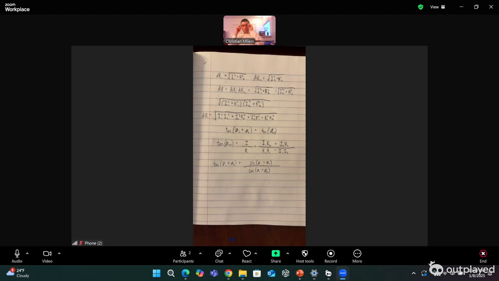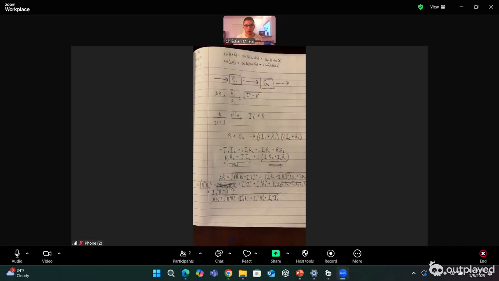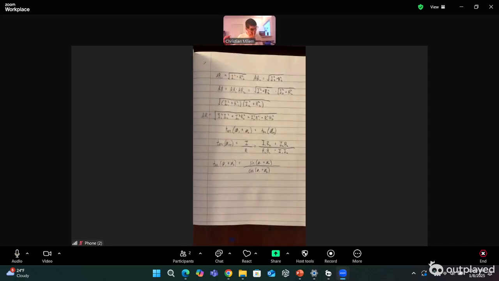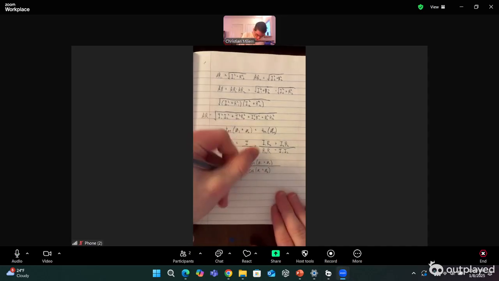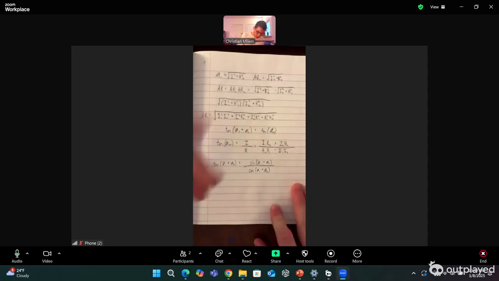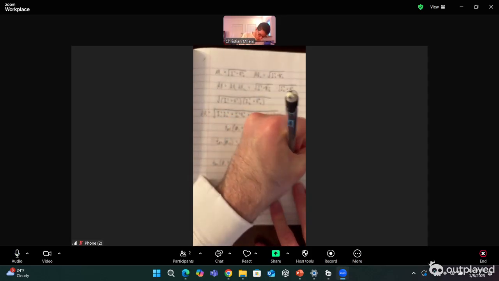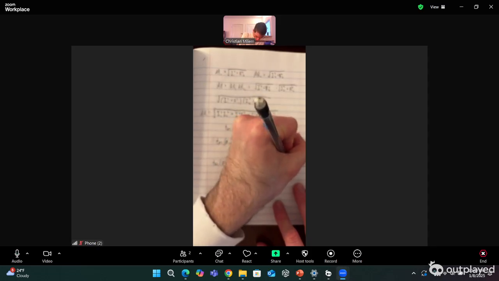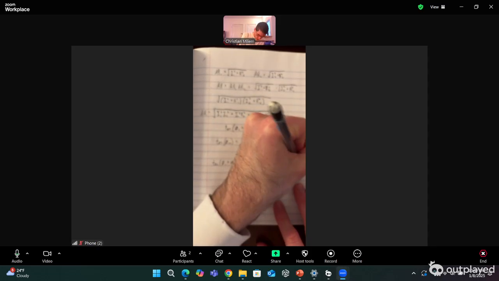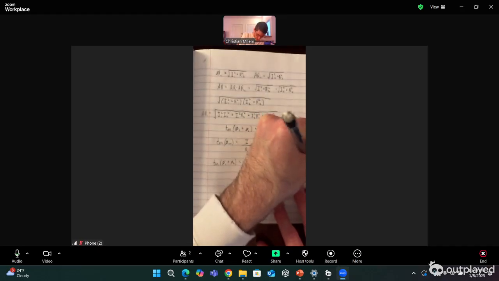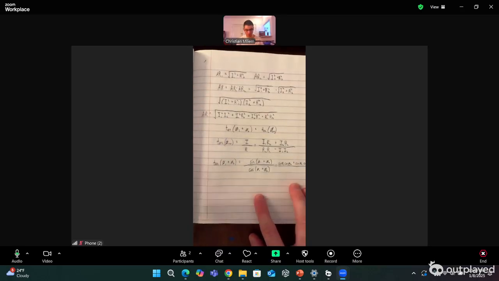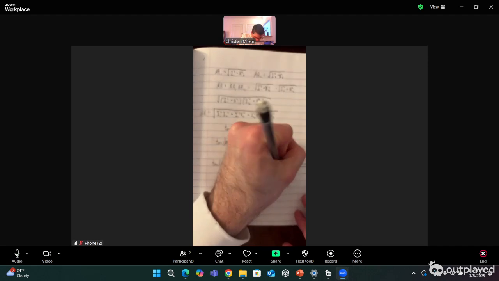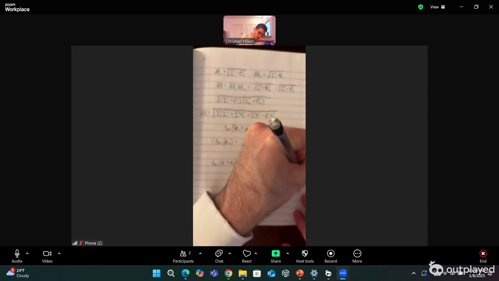What we can do from here is use our trig identities. We also know that sine of phi 1 plus phi 2 equals sine of phi 1 times cosine of phi 2 plus sine of phi 2 times cosine of phi 1. And on the bottom we have cosine of phi 1 plus phi 2, and that equals cosine of phi 1 times cosine of phi 2 minus sine of phi 1 times sine of phi 2.